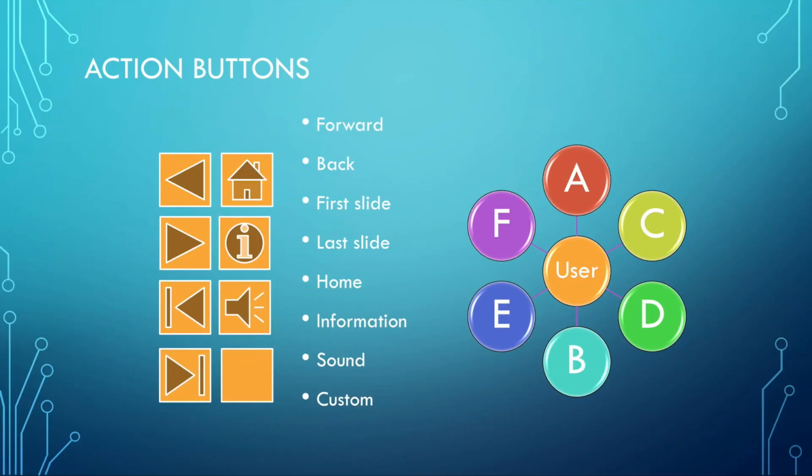Action buttons are a very important part of any kiosk display, and they are often used in ways in which people look at the icon and immediately understand what the action button does. For example, they may send the user forward or back. You can go to the first slide, the last slide. There's often a home button. There are some slides that emit sounds, and there are custom buttons. For example, on our display earlier, each of the pictures on the display was an action button that sent you to a different location.